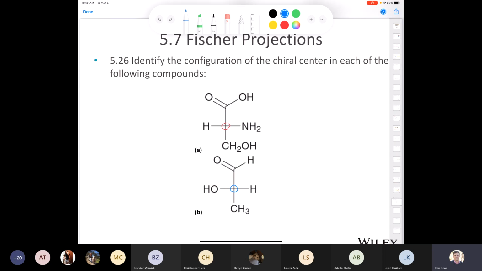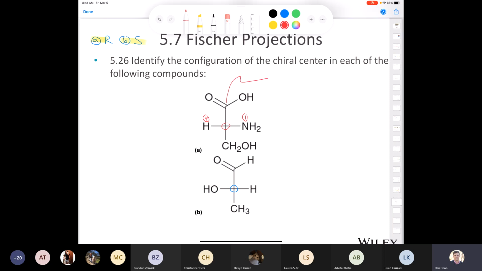Yeah, okay. Well, this is the answer that 2 of my students put in the chat pretty quickly. One of them said that A is R and B is S, and the other person agreed. Let's take a look at the first one, A. The nitrogen has the highest atomic number, so it's group number 1. The hydrogen is the loser.